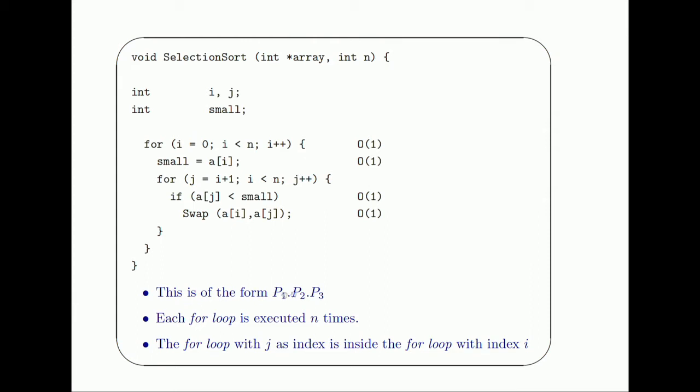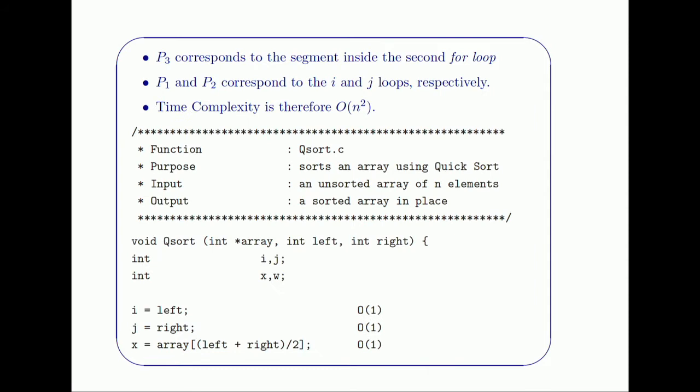So this is a program of the form P1 into P2 into P3. The outermost for loop is P1, the inner for loop is P2, and within that there is a program P3. Okay. So this is how you compute the time complexity of selection sort. This is a bit inefficient.